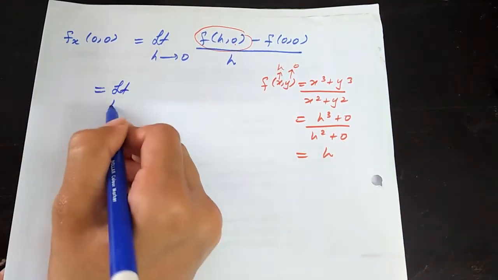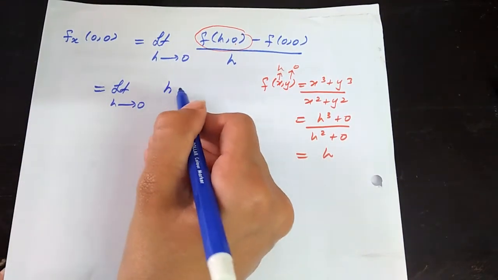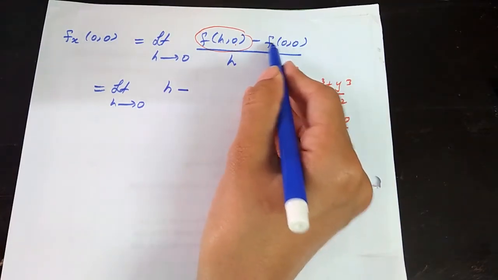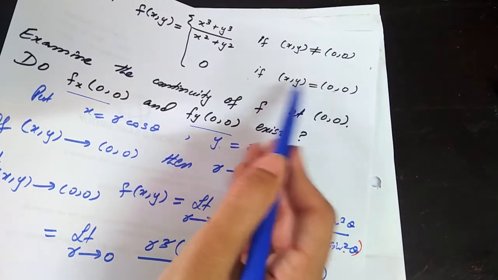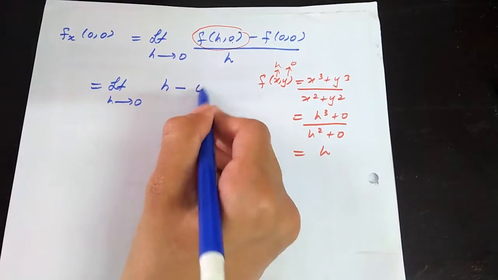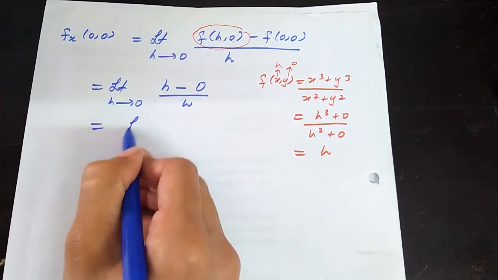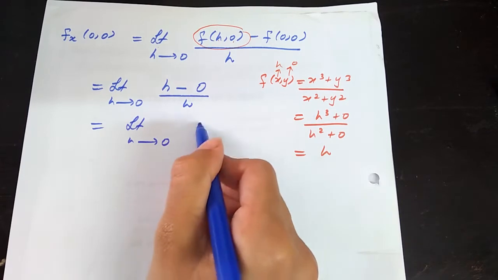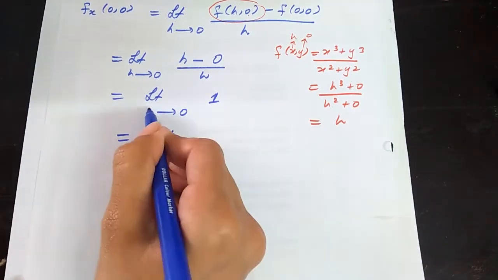So just replace the value here. We'll get limit h approaches to 0, h minus, what is our f of 0, 0? F of 0, 0 is 0. Minus 0 divided by h. So we'll get here limit h approaches to 0, 1, that is equal to 1.